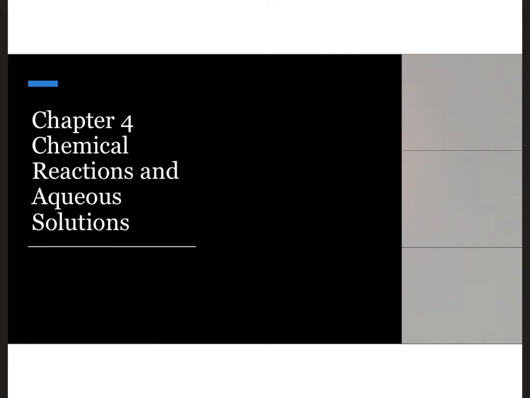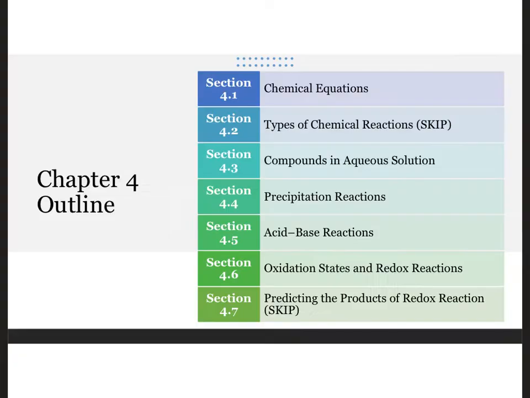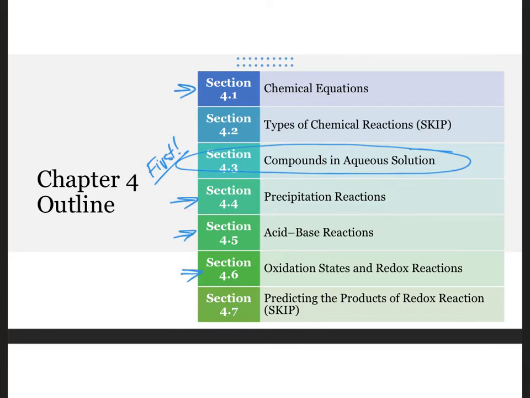In Chapter 4, we'll take our first in-depth look at chemical reactions and aqueous solutions, or those reactions that take place in water. There are 7 sections in Chapter 4. We'll cover Section 4.3 first, grab one section from Chapter 5, then come back to cover Sections 4.1, 4.4, 4.5, and 4.6. Note that we'll be skipping Sections 4.2 and 4.7.